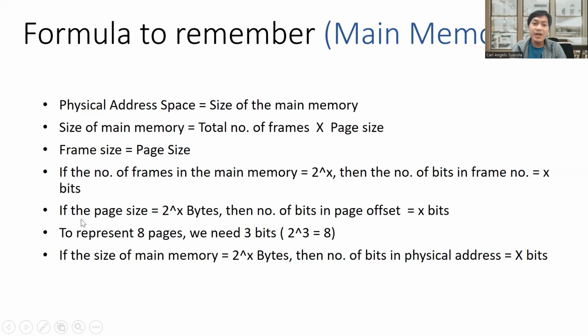So, if the page size is equal to x bytes, then the number of bits in page offset is x bits. So, if we need to represent 8 pages, we need to have 3 bits. So, 2 to the 3, which is 8, no? 8 pages, as we use this formula.